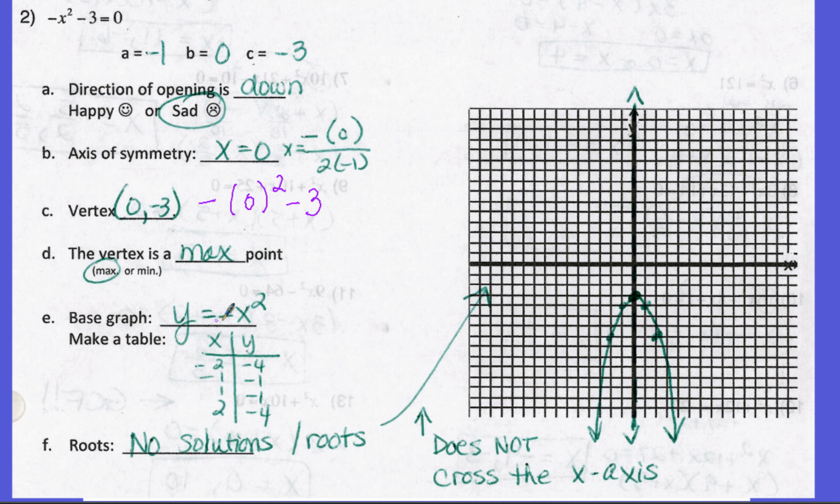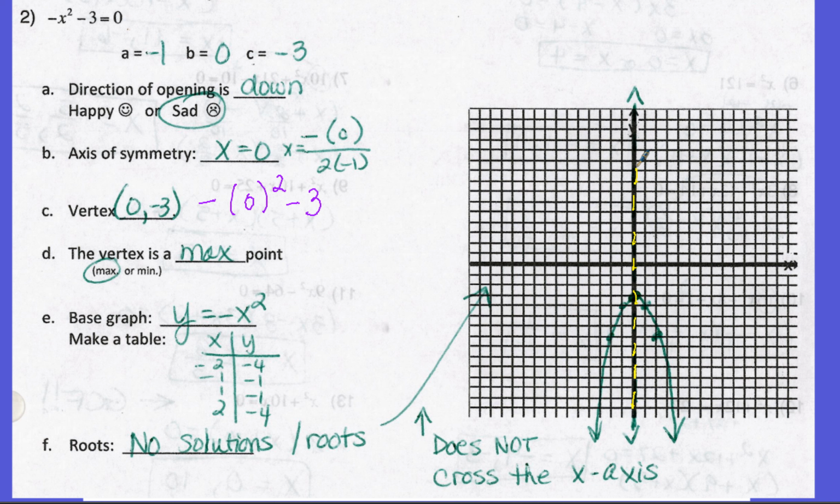And then the base graph is y equals -x squared because that's the ax squared here. And so what does that do to our 4, 1, 1, 4 pattern? It's going to make them all negative. So when I graph my vertex first, 0, -3. My axis of symmetry is kind of hard to see on here. Maybe I'll make it yellow so you can see it. But there's your axis of symmetry. It comes right through here.